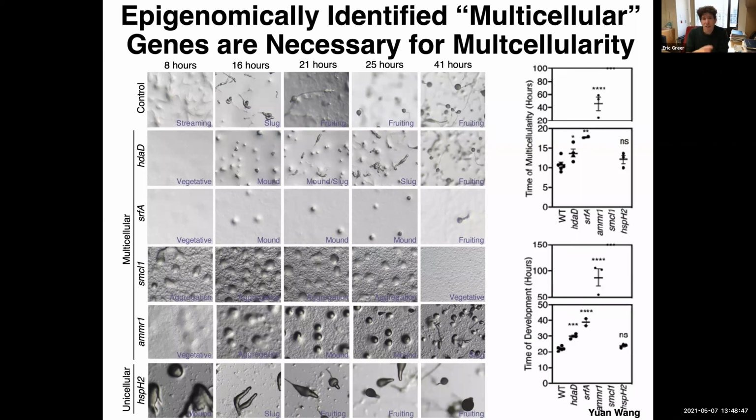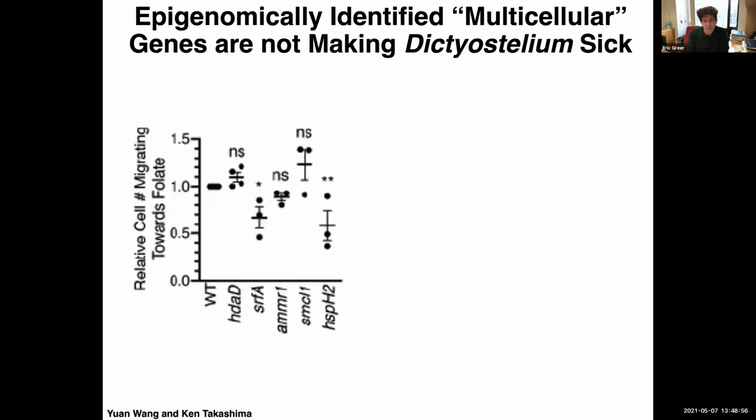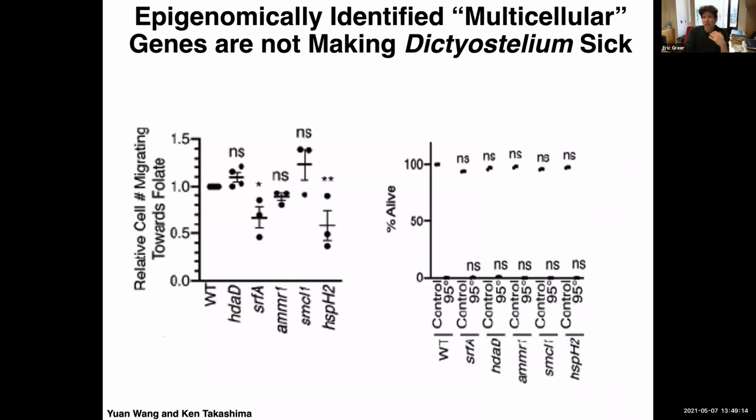However, again, we wanted to test to see if these genes were really specific for multicellularity, or if they were, again, like SRFA, simply making the Dictyostelium a little bit sick. And what Simon found was that knocking out none of these other multicellular genes had any effect on the capacity of Dictyostelium to chemotax, whereas when he knocked out this unicellular gene, HSPH2, that did slow the chemotaxis capacity of Dictyostelium. Additionally, knocking out these genes didn't affect their apoptotic rate or their response to an extreme heat shock as well. So this suggests that these genes, which we find were necessary for multicellularity, are relatively specific for multicellularity.